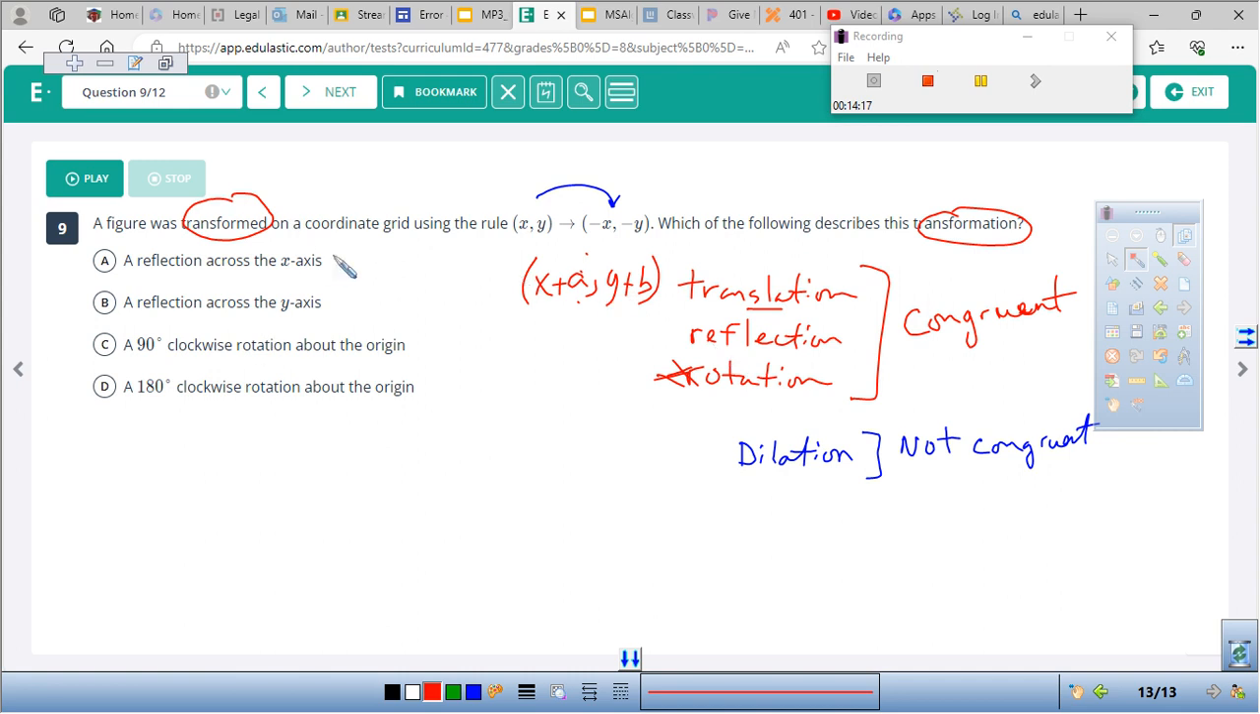A reflection, for it to be a reflection across this, the rule would be x and y would be the first thing. And then for it to go over the x-axis means that x stays exactly the same. To go over the y stays exactly the same. So this is not that, so these are out.